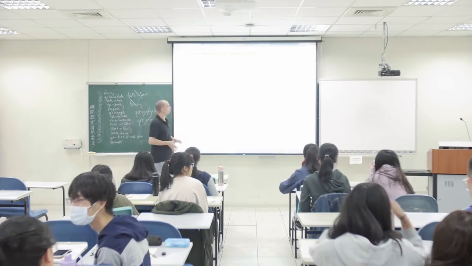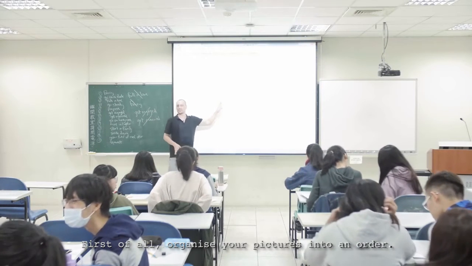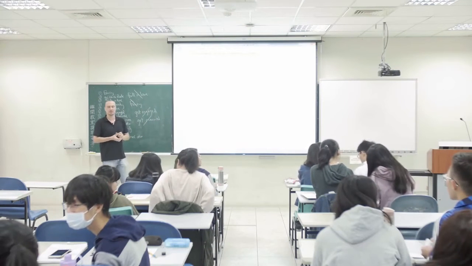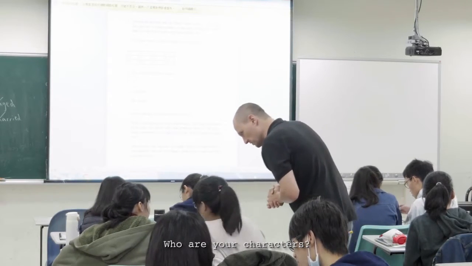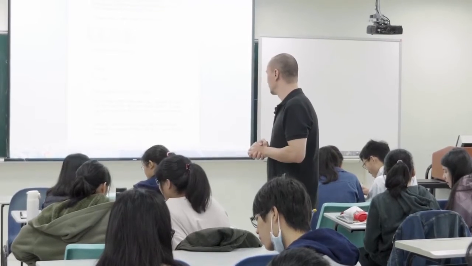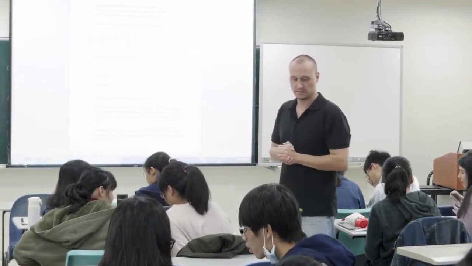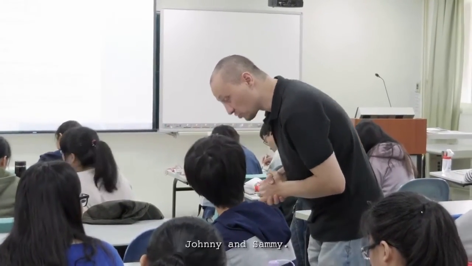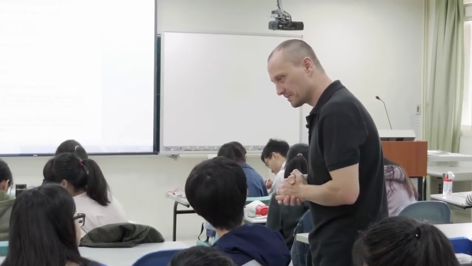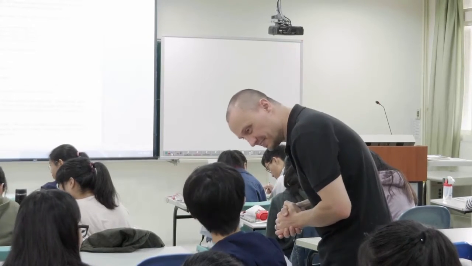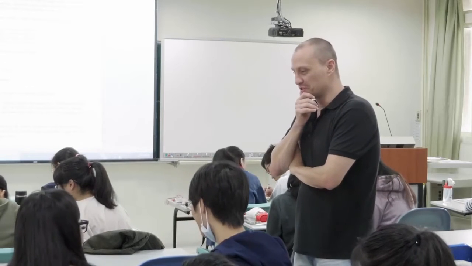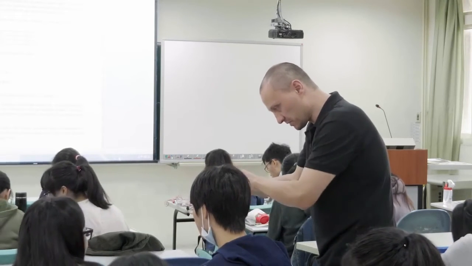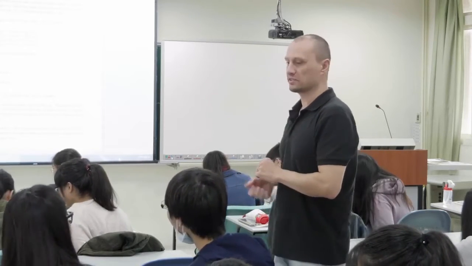As I said before, first of all, organise your pictures into an order. Then on paper, write down a couple of lines to explain each picture. Who are your characters? Johnny and Sam. Okay, Johnny and Sam. So he has an interfering mother. Okay, so yes, you need to write it down, and yes, that's right.